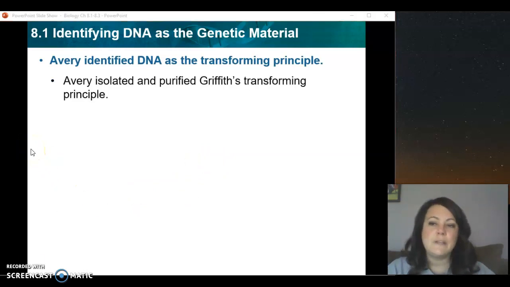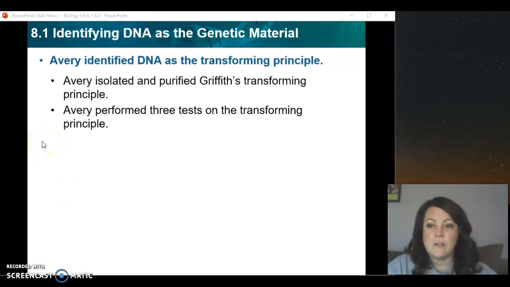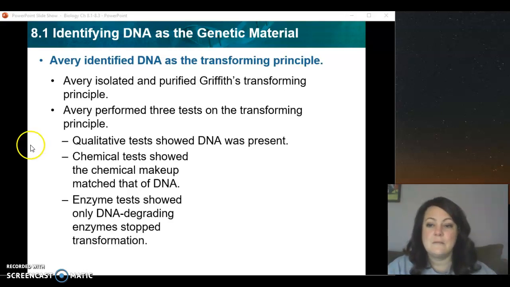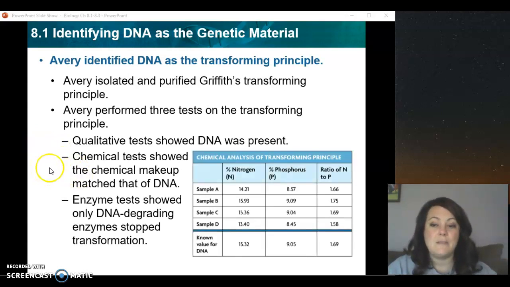So what Oswald Avery and his colleagues did was isolate and purify what that transforming principle that Griffith discovered was. He performed 3 tests on this transforming principle. Qualitative tests showed that DNA was present. Chemical tests showed the chemical makeup matched that of DNA. Enzyme tests showed only DNA degrading enzymes stopped the transformation. So it's kind of like they worked backwards to get the answer.